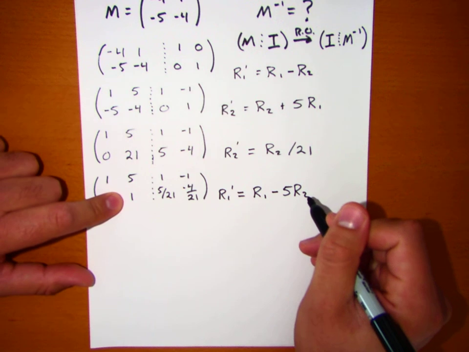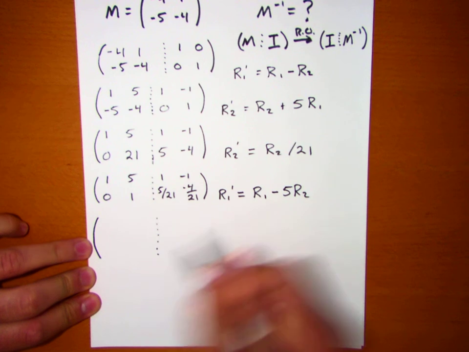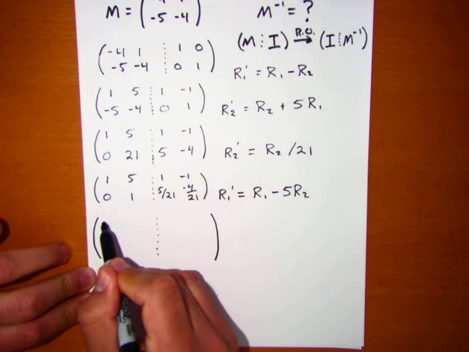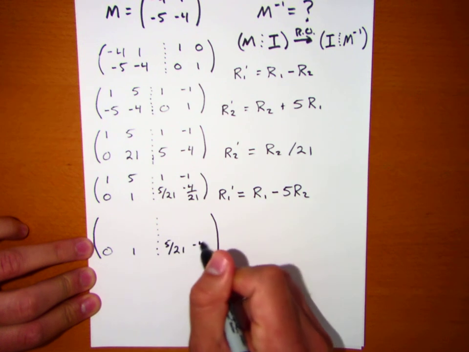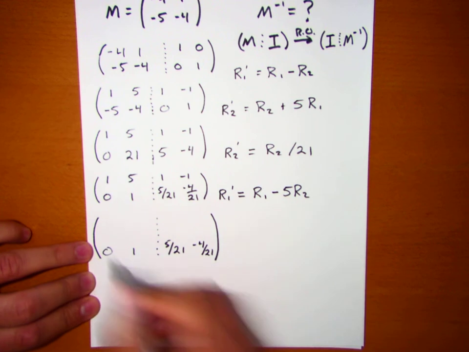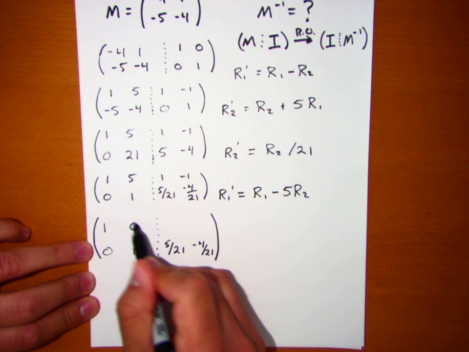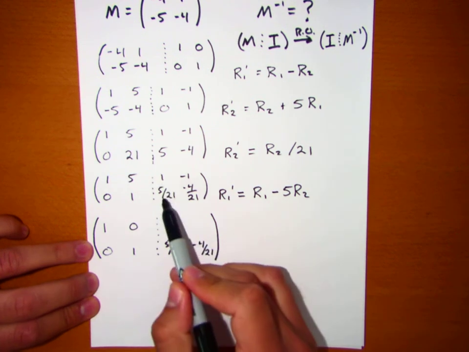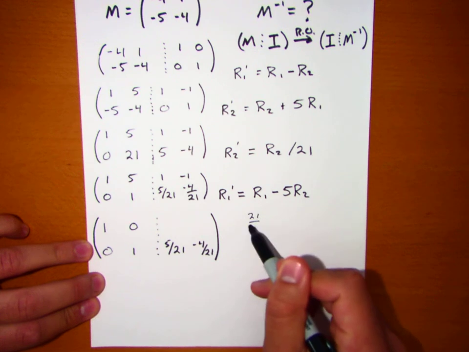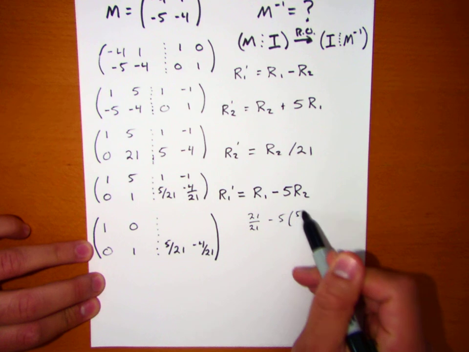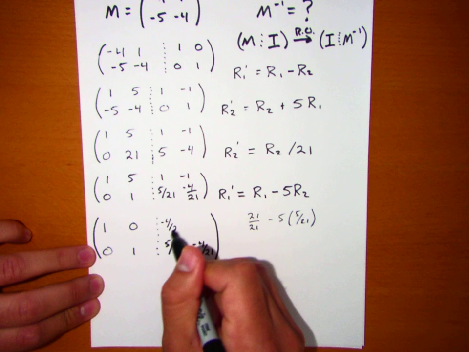So 5 minus 5 times 1 is equal to 0. The second row stays the same. 1 minus 5 times 0 is still 1. 5 minus 5 times 0 is 0. 1 minus 5 times 5/21sts, that's 21/21sts minus 5 times 5/21sts. So 21 minus 25, that's -4/21sts.